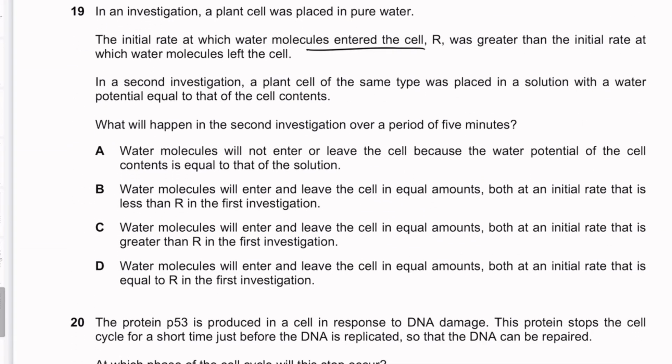In an investigation, a plant cell was placed in pure water, and the initial rate at which water molecules entered the cell was greater than the rate at which water molecules left the cell. So that shows that the net movement of water is into the cell. And in the second investigation, a plant cell of the same type was placed in a solution with water potential equal to that of the cell contents. Interesting. So what will happen in the second investigation for a period of 5 minutes? Water will enter and leave the cell in equal amounts. Okay, it will not simply stop, because there will be movement of water, but the net movement will be 0. And so water molecules will enter and leave the cell in equal amounts. Correct. Both at the initial rate that is less than R in the first investigation. I would assume so too because there is no steep osmosis or water potential gradient. So the answer is B.